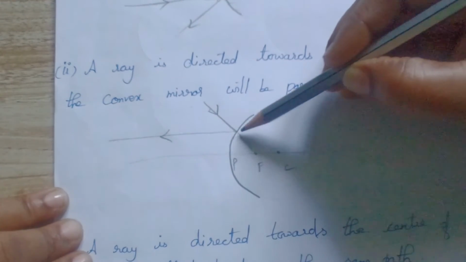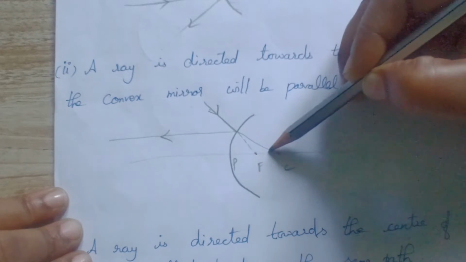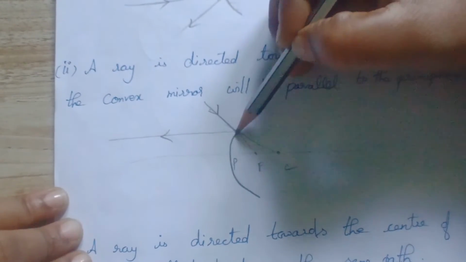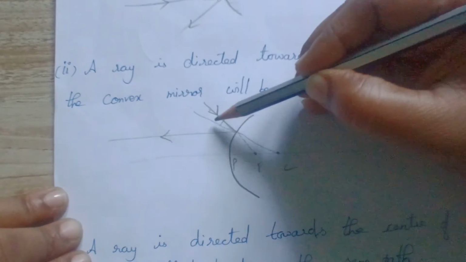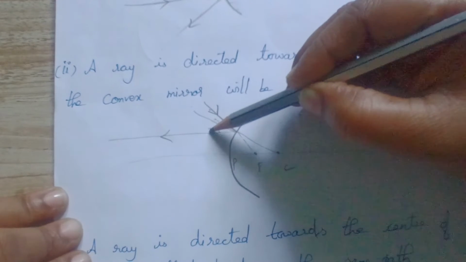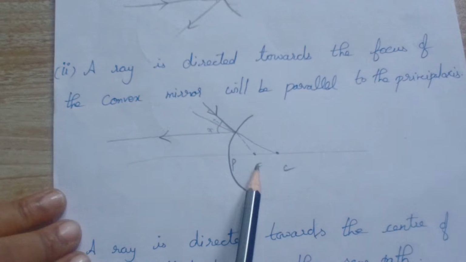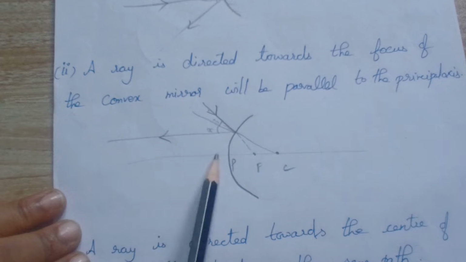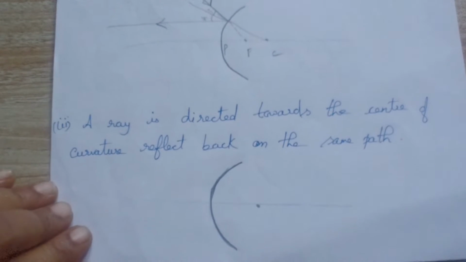I'll show how this works. This is your normal. If you extend this normal, this is your incident angle, and this is your reflected angle. Clear on this? So when a ray is directed towards the focus point, it is reflected back just parallel to the principal axis. Okay, clear? Next, third rule.